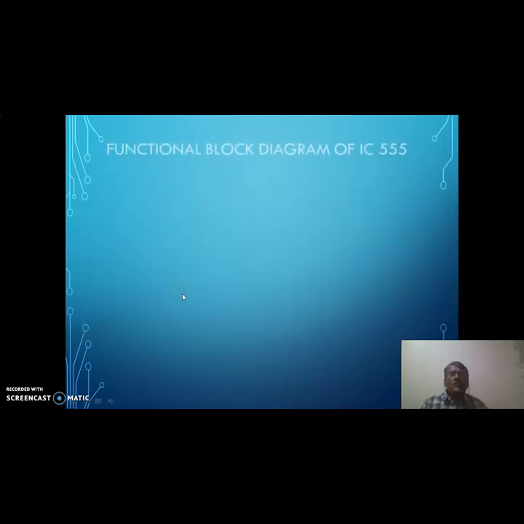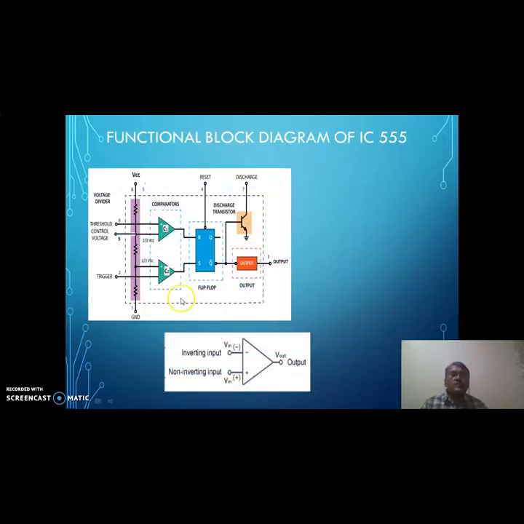Then the second block is the comparator. We know that a comparator has 2 terminals, one an inverting terminal, the other a non-inverting terminal, and the output. The output depends upon which input is higher. If the inverting input is more than the non-inverting input, the output is low, or if it is less, then the output will be high.